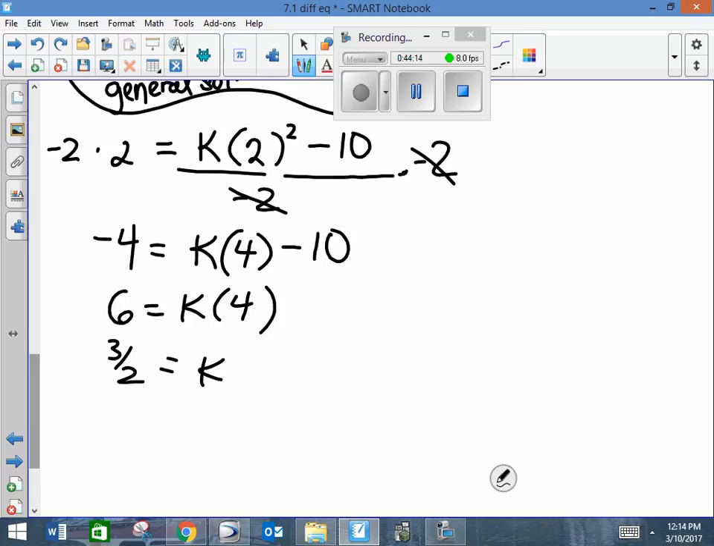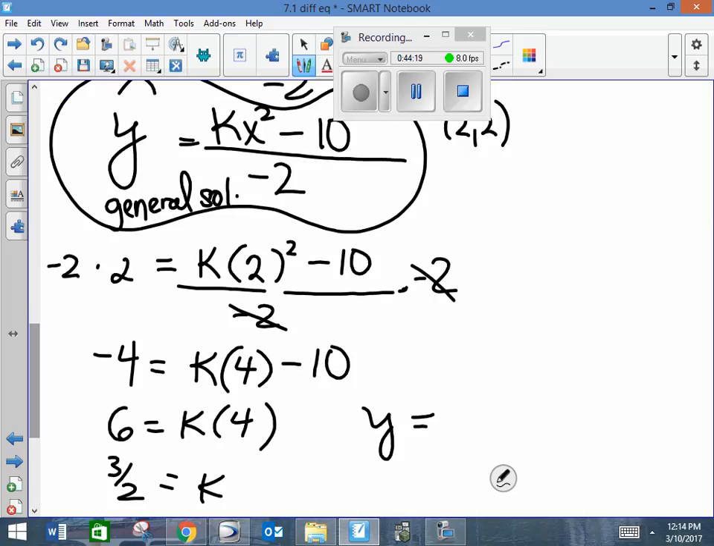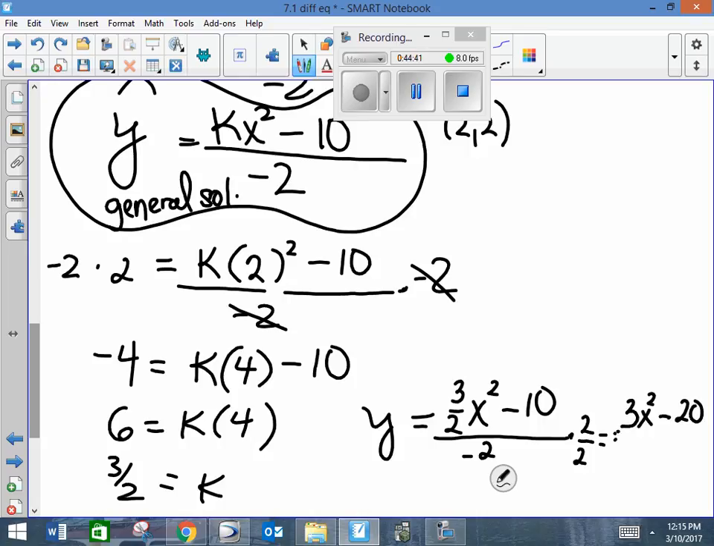Okay. So what's our specific solution? y equals, we're back to our general. That's why I always circle it, because then it's like, oh, here it is. -3/2 x squared minus 10 all over -2. That's ugly, isn't it? Let's multiply by 2 and get rid of the complex and then be done with it. 3x squared minus 20 all over -4. Because there's a complex piece.